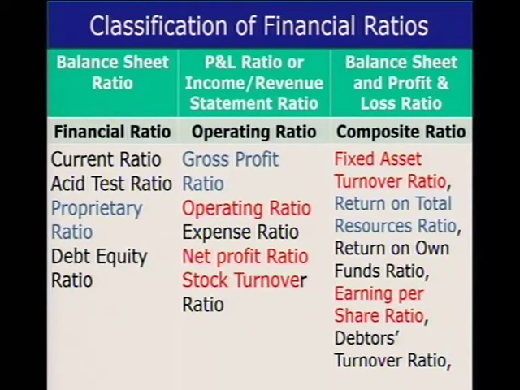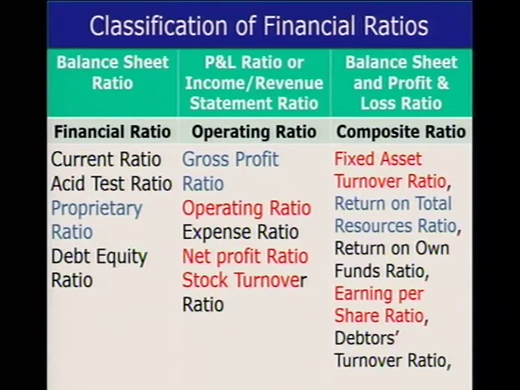Well, we have mentioned the financial statements. We talked of the balance sheet. We've got the income statement or the profit and loss, and we've got the balance sheet and the profit and loss combined. So what I've done here on the slide that you can see, I've got the first column where I say the balance sheet ratio. These are ratios that in order for us to calculate them, we have to be looking at our balance sheet.